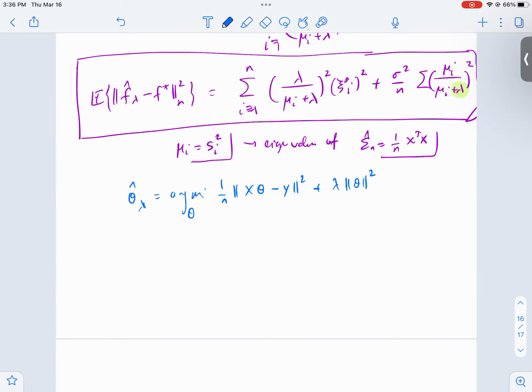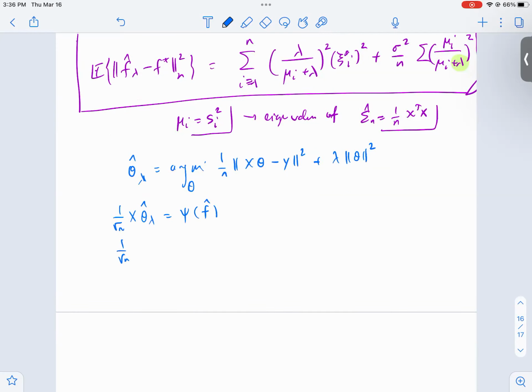And this theta hat lambda times x, you saw that this is basically taking the samples of the function, which is our estimated function. And this guy is like samples of f star. Another way of writing it is basically 1 over root n times f hat of x1 up to f hat of xn. So what we're doing here is we're comparing the quality of the estimated function to the actual function.